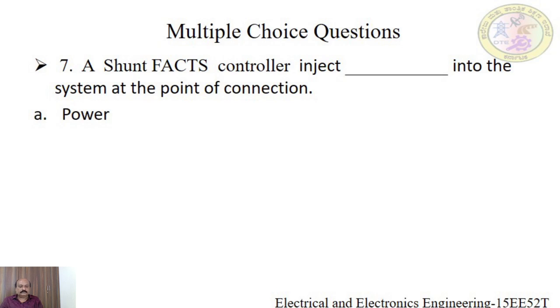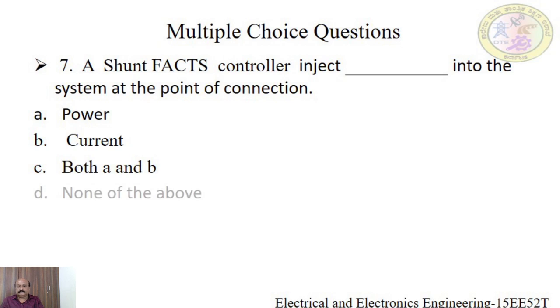Power, current, both A and B, none of the above. A shunt FACTS controller injects current into the system. We know that FACTS is responsible for increasing the power transfer capability. Is it correct then? As far as shunt FACTS controllers are concerned, not the power.